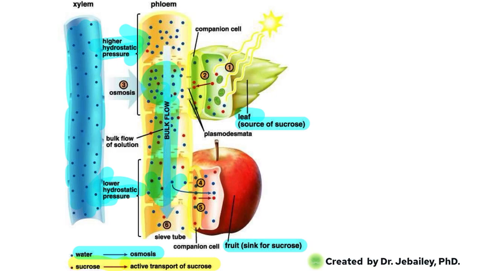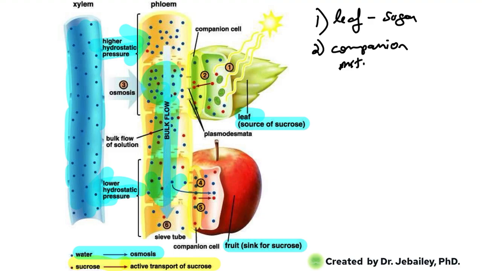So if you want to start the process of writing, always start with talking about the leaf, the production of sugar. Second, then talk about the companion cell. And when you're going to talk about companion cells, the most important thing is to mention the mitochondria.